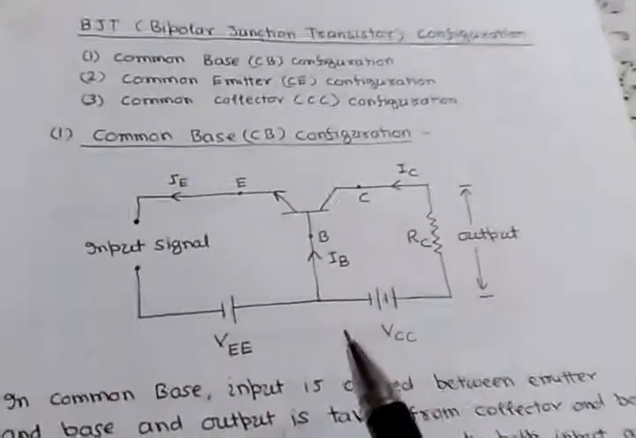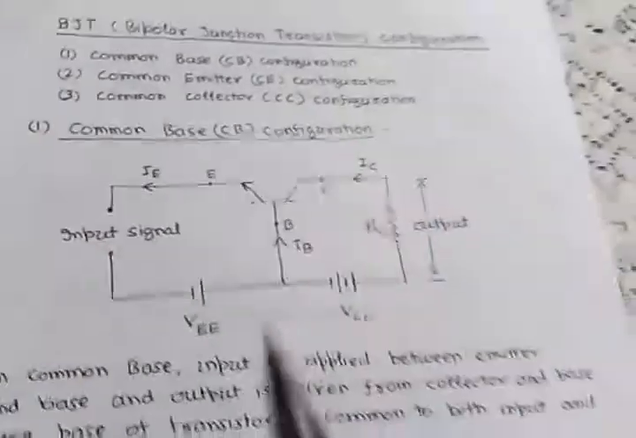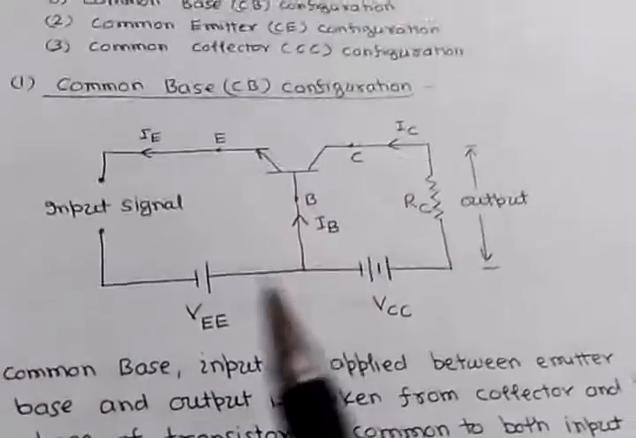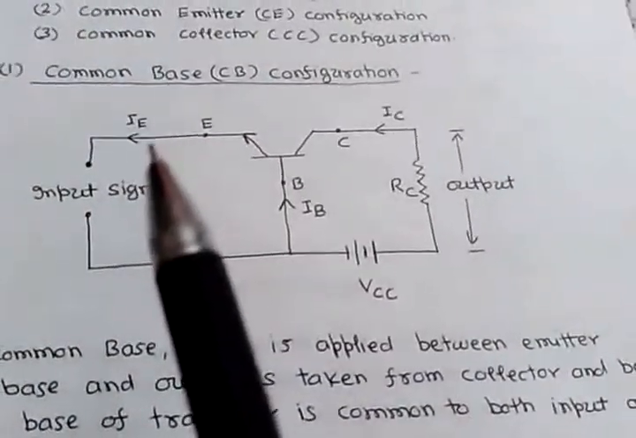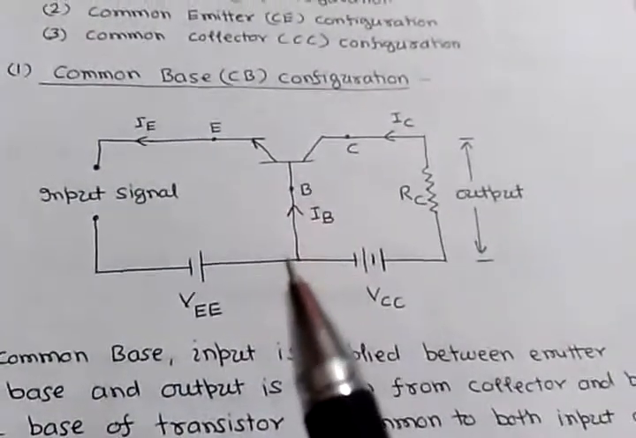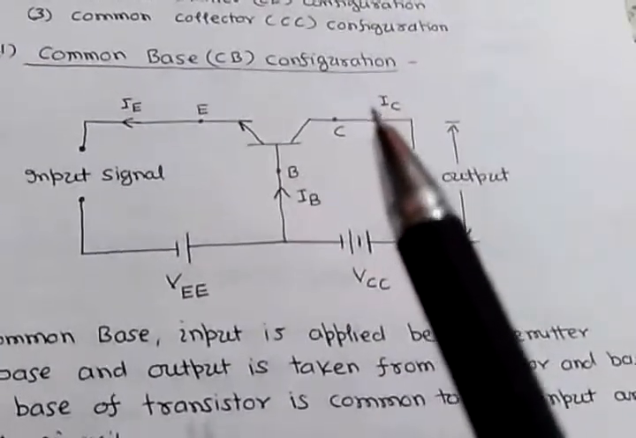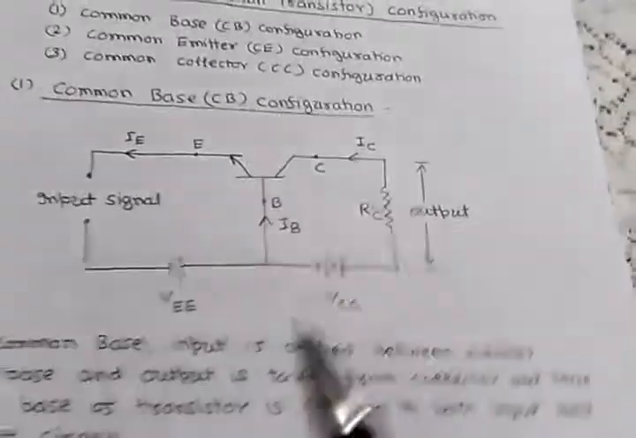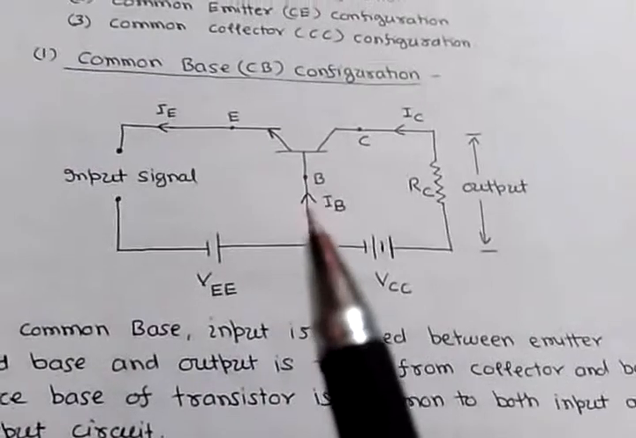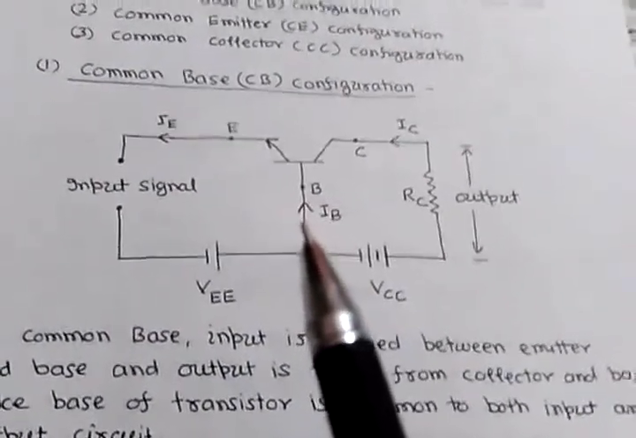This figure shows the structure of common base configuration. In this case, the input signal is applied between emitter and base, and output is taken between collector and base. In this way, we can say the base of the transistor is common between the input circuit and the output circuit.